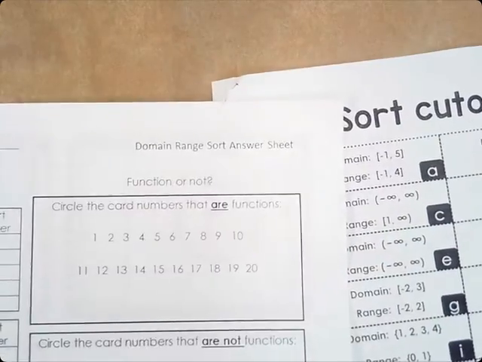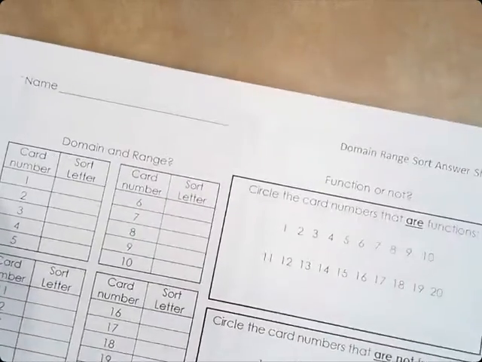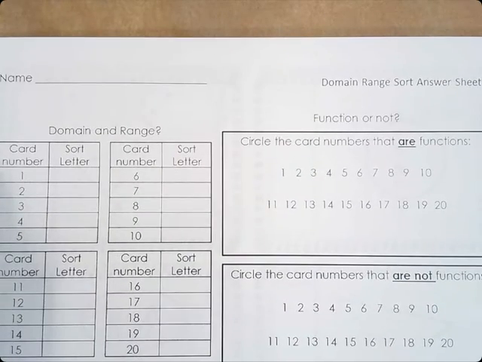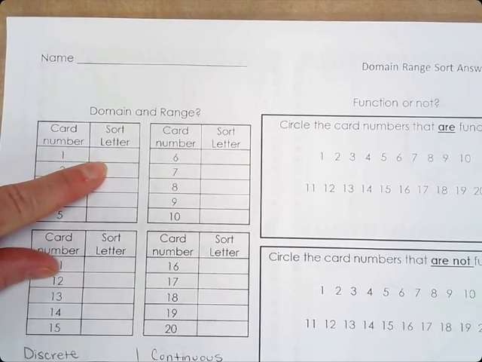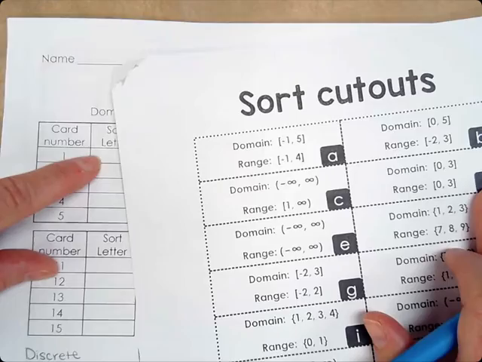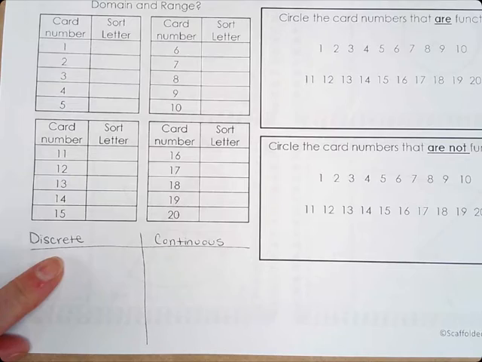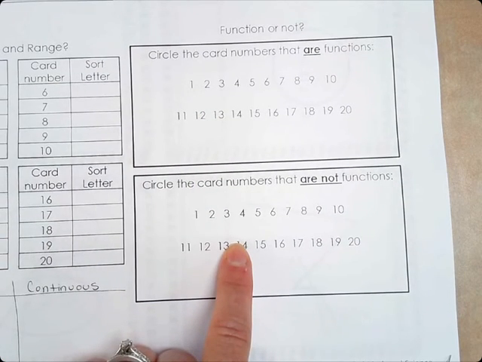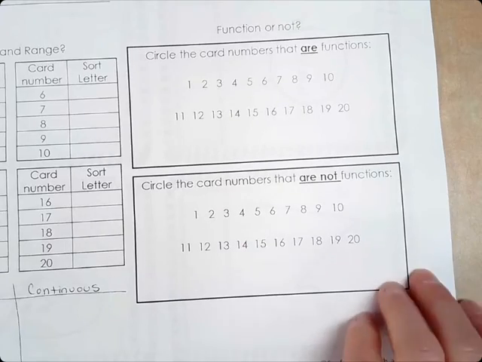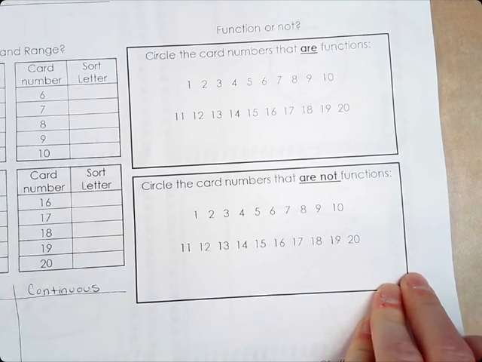Okay, the last thing that you'll do once you finish and glue everything in, you're going to go here on the back, and this is kind of like your answer sheet. So you are going to write the card number and the sort letter. So whatever letter you chose goes here. And then discrete or continuous, just put for each number whether it's discrete or continuous. And then the last thing, circle the card numbers that are functions, and then circle the card numbers that are not functions. Okay, so you have all period to work on this. Okay, so go ahead and get to work.